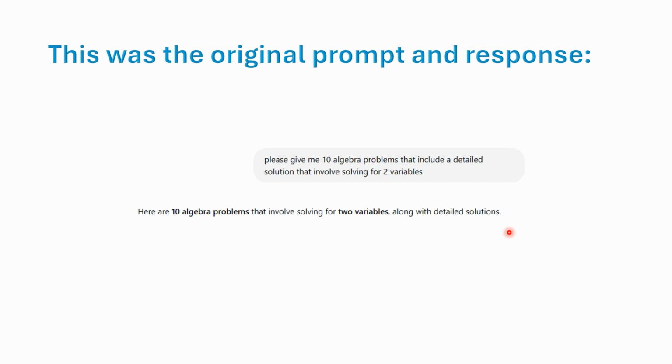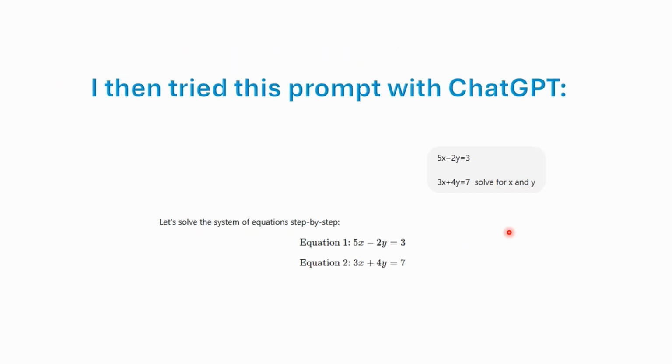And I thought, well, you know what? Let's go back to ChatGPT again and give it another prompt. Let's ask it specifically about this problem, the one that it actually generated. I said, here's 5x minus 2y equals 3, 3x plus 4y equals 7, solve for x and y. And then this was the response that ChatGPT gave. Now, keep in mind, this is a different prompt. I'm not having ChatGPT create 10 problems. I'm giving ChatGPT the specific problem and asking it to solve it.